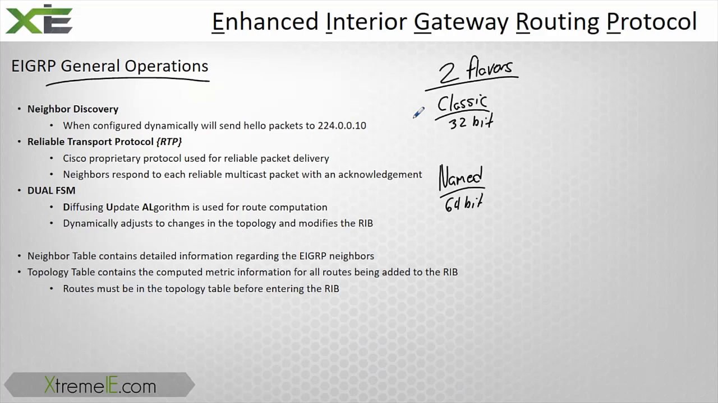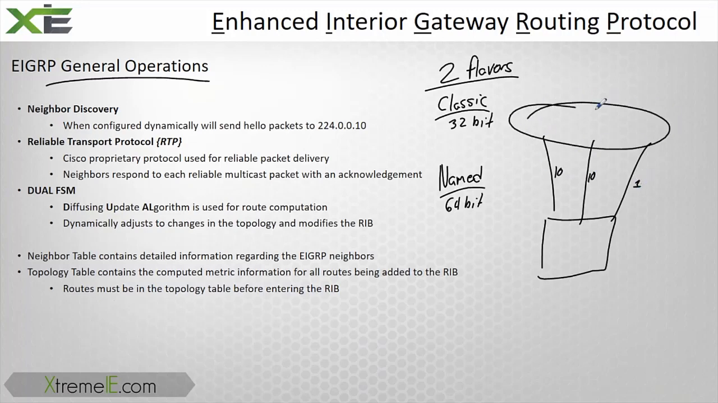If you were to add a 1 gig interface into a classic mode configuration where you have all 10 gig interfaces, let's say you have two 10 gig interfaces going to the same endpoint, right? So let's say these are 10, these are 10, and then you add a 1. You will find that EIGRP classic mode is going to start load balancing across all three interfaces, because EIGRP classic mode doesn't really understand how to properly calculate metrics for 10 gig plus. So we have EIGRP named mode, which now uses 64-bit metrics.